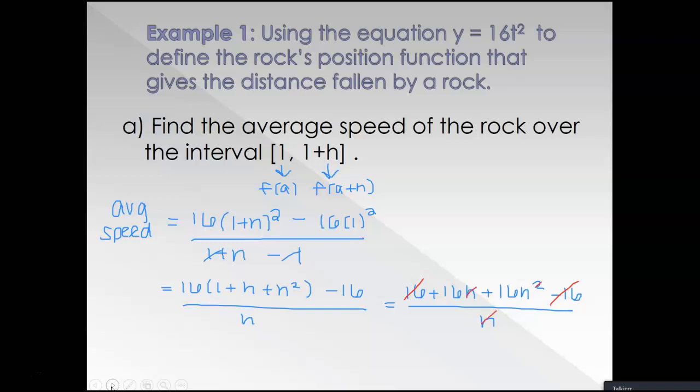So I can see that the 16s cancel. I can take out an h, so they cancel. And that leaves me with that the average speed is 16 plus 16h. Sorry, that should be 2h. So it'd be 16 times 2h, which would make that a 32. Because Pascal's triangle is 1, 2, 1. Sorry, I missed the 2 on my h.